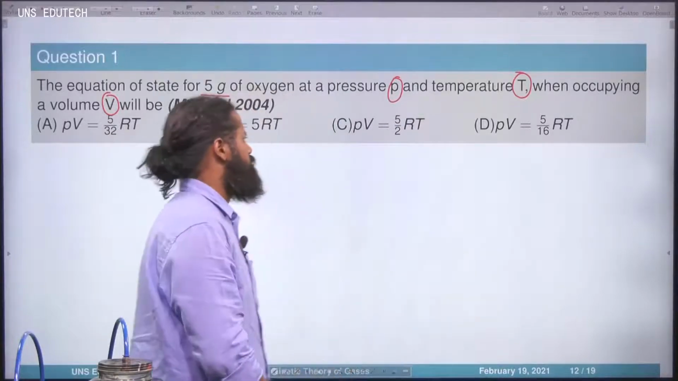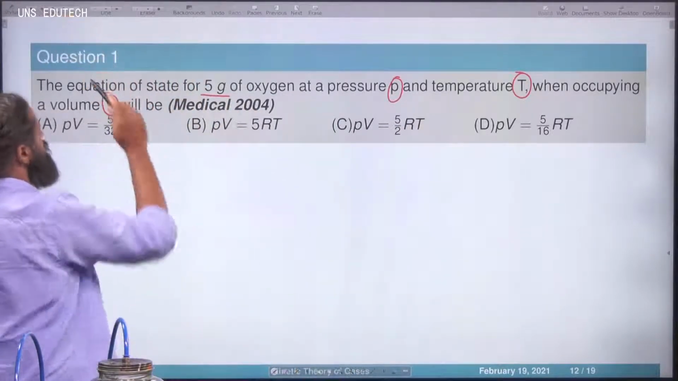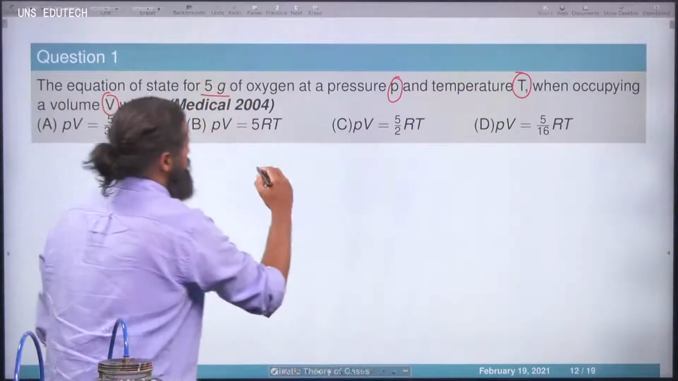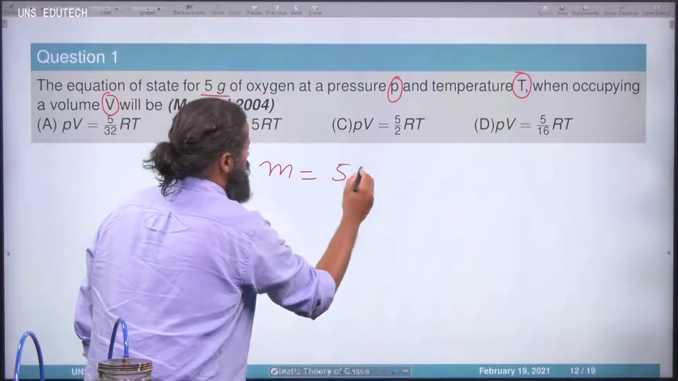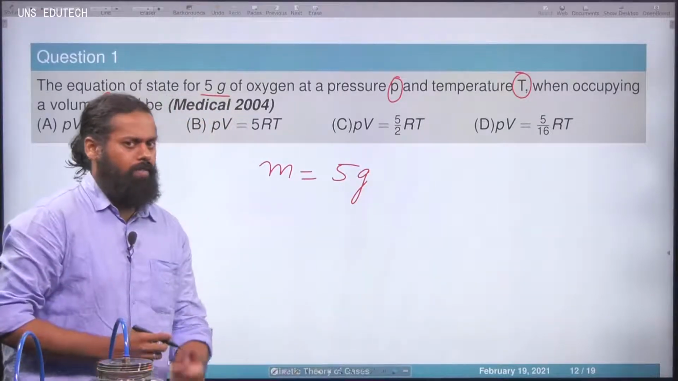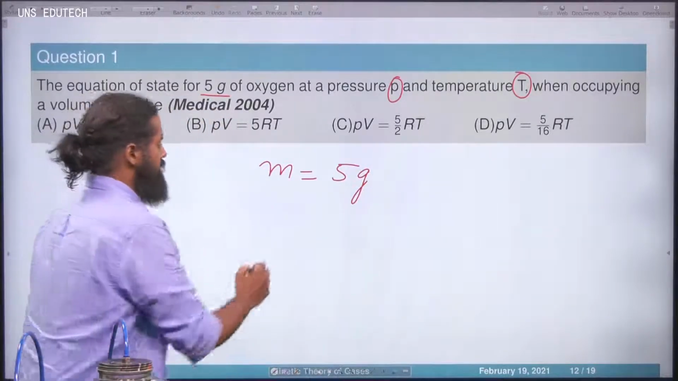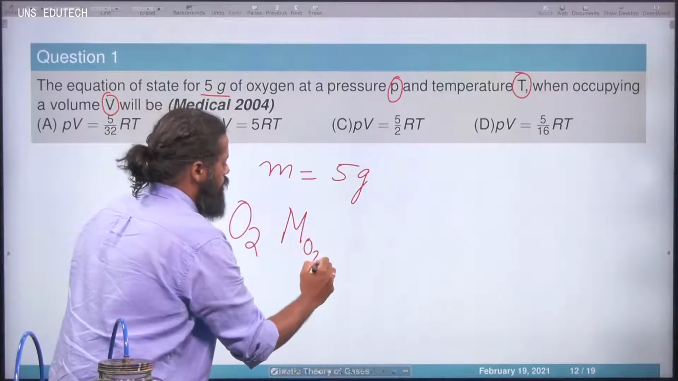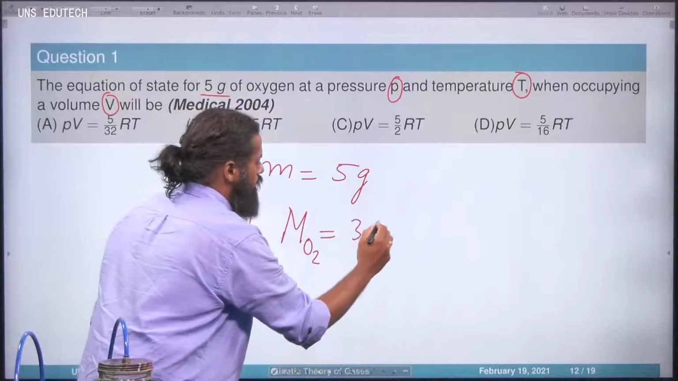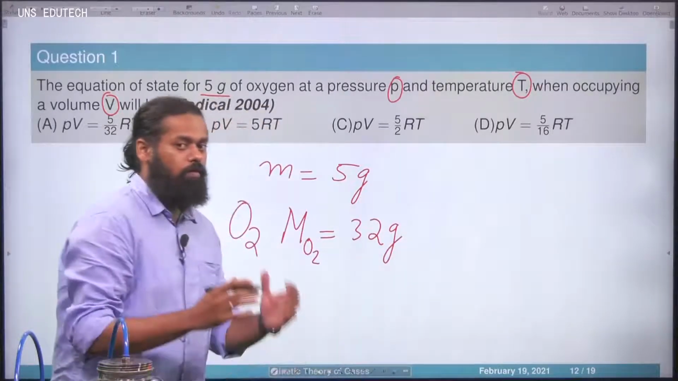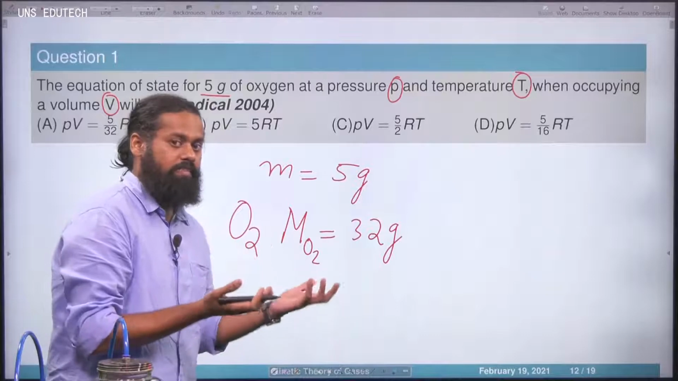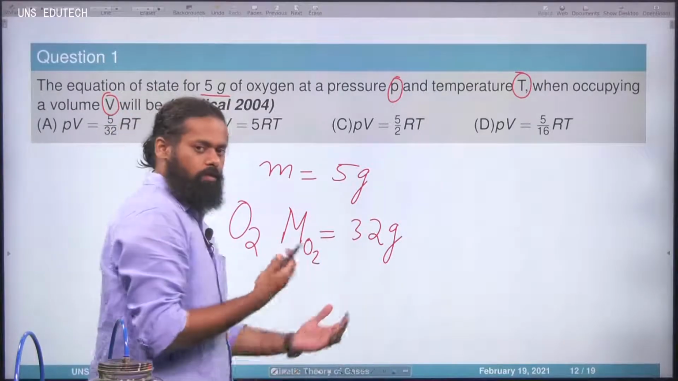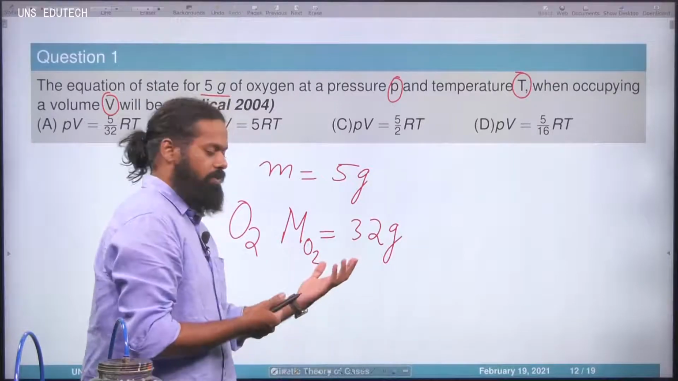So look at this question. What is given here? See, 5 gram. So mass of the system is 5 gram. Mass is equal to 5 gram. You need the molecular mass of oxygen in this case. If you are taking molecular mass of O2, MO2 will be how much? 32 gram. That means 1 mole of the system weighs 32 gram. That is the standard we maintain for O2, based on the mole concept.